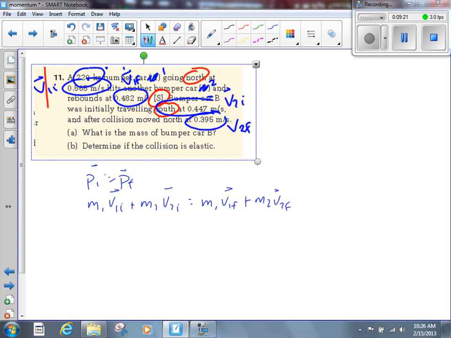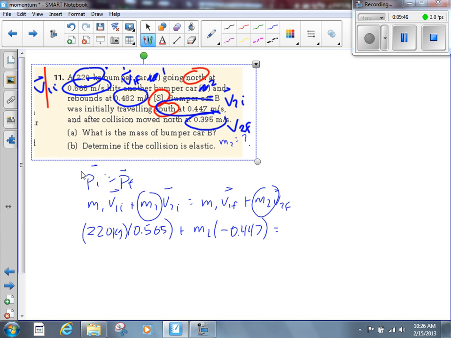What are we solving for here? Solving for M2, right? At least that's the first thing we're solving for. Let's plug in our numbers here. First mass is 220 kilograms. V1I is 0.565. Plus M2 times V2I. V2I is south at 0.447, so we're going to make it negative 0.447.